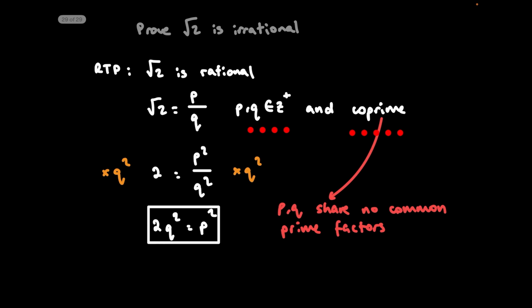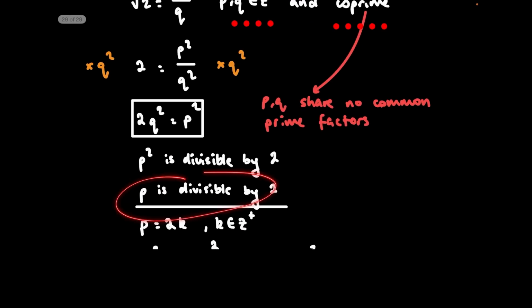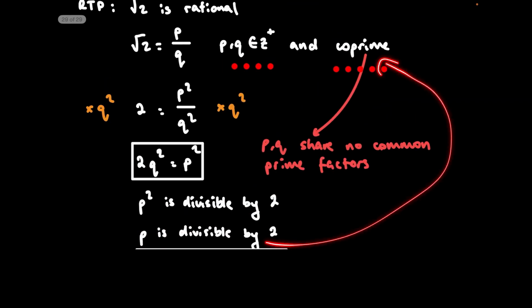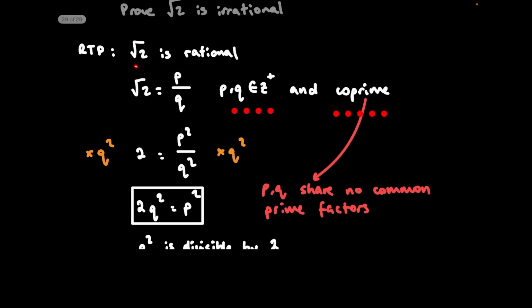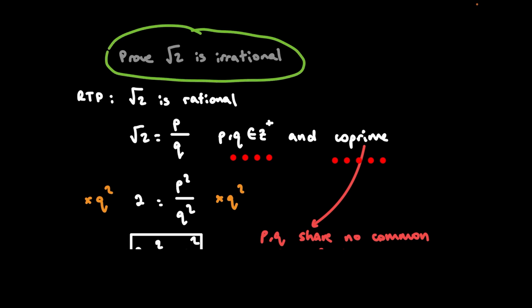So in the process of trying to show that root 2 is rational, we got some absolute mathematical nonsense. We got that q is divisible by 2 and p is divisible by 2, and they are also coprime. That makes absolutely no sense. So in the process of trying to prove the opposite, we have shown it's not possible, and hence we have just proven that the original statement is true, because we have failed in trying to prove the contradiction.